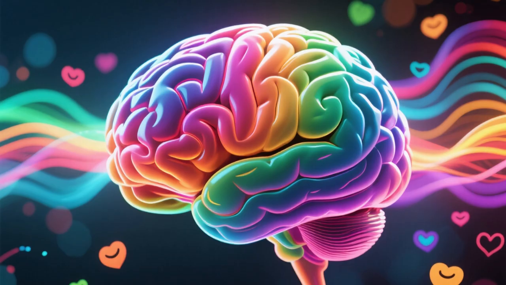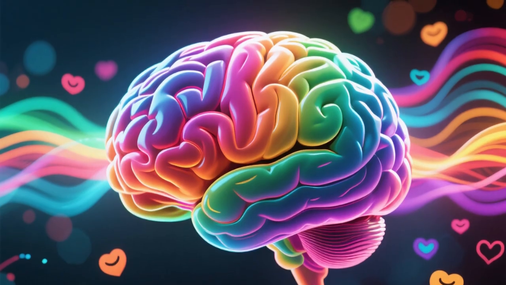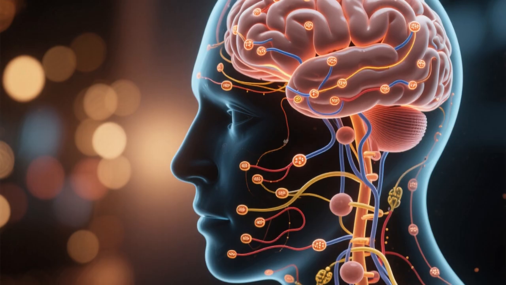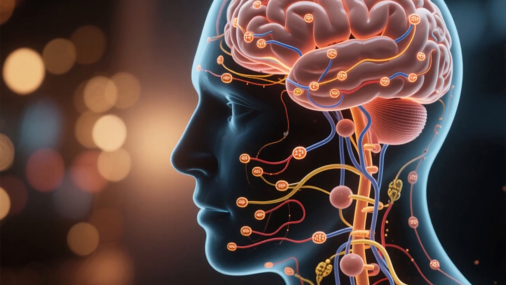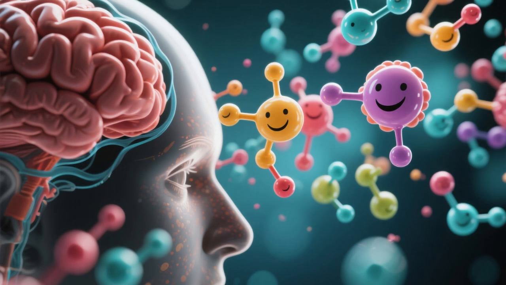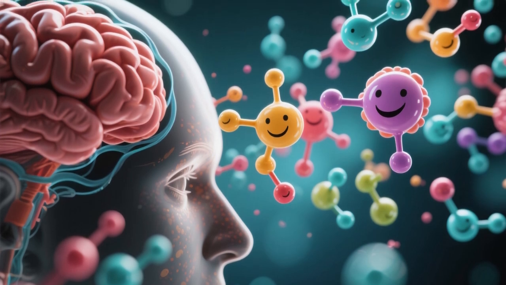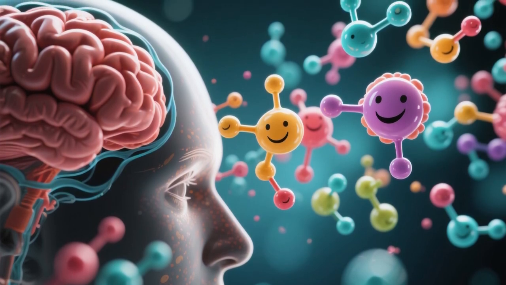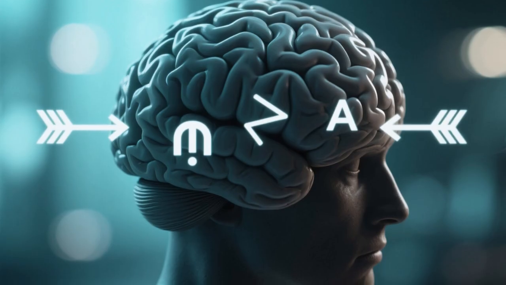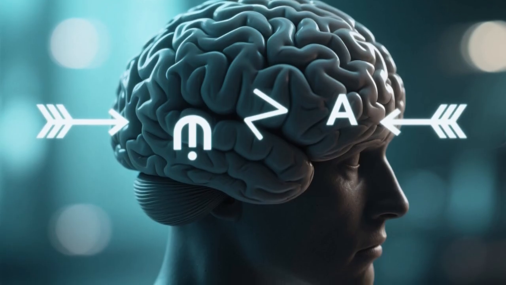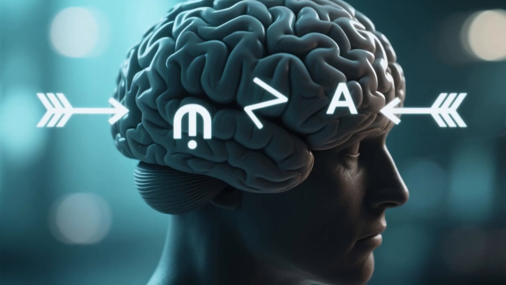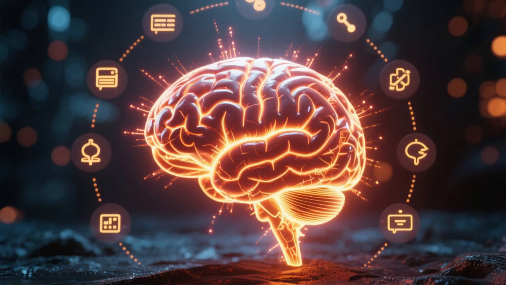Finally, the brain is also responsible for regulating our emotions. This is accomplished through the interaction between the brain and the endocrine system. The brain releases hormones that influence our mood, motivation, and overall well-being. Understanding the neurochemical basis of emotions is essential for treating disorders such as depression and anxiety.